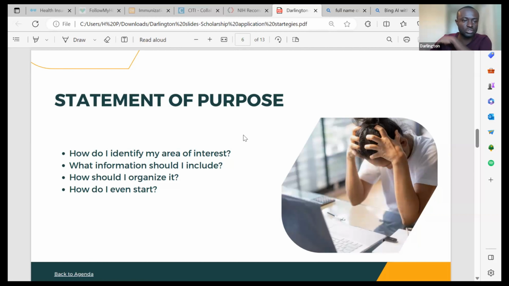So we are going to answer these questions. How do I identify my area of interest? This was one of the highest problems for me, and I guess it is for so many of you as well. What information should I include in my statement of purpose? How can I organize it? And how do I even start?